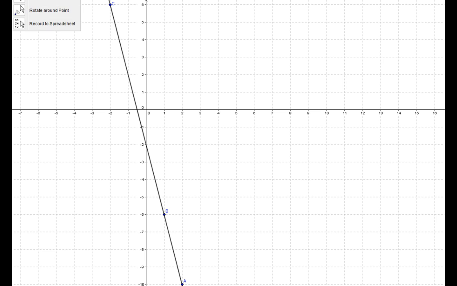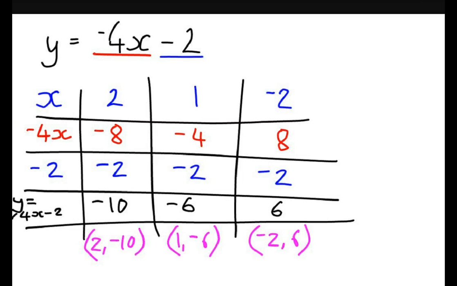Now you'll notice for this one here, our line graph goes the opposite way. It's got a negative gradient. That means it slopes down the way. Okay, so we've now plotted the graph of y equals negative 4x minus 2. We're going to go on to something a little bit more difficult still.